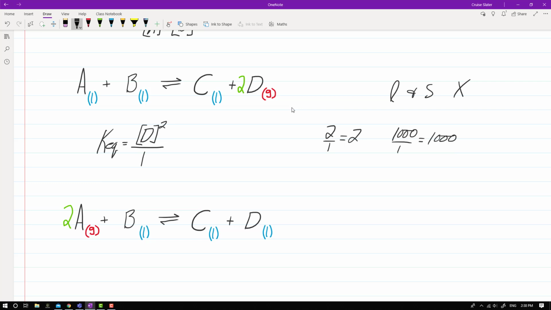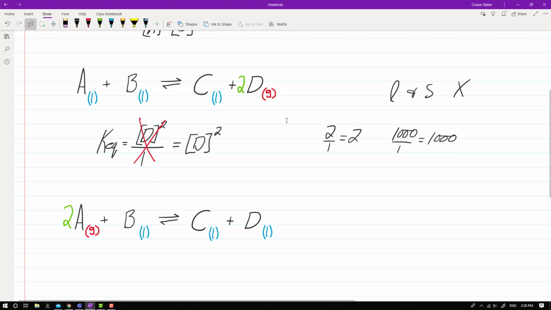So in this case, the concentration of D raised to the power of 2 divided by 1, well, that is just the concentration of D raised to the power of 2. Okay, so nice and simple. That means we don't need this big piece here in the middle. KEQ is just equal to the concentration of D to the power of 2.